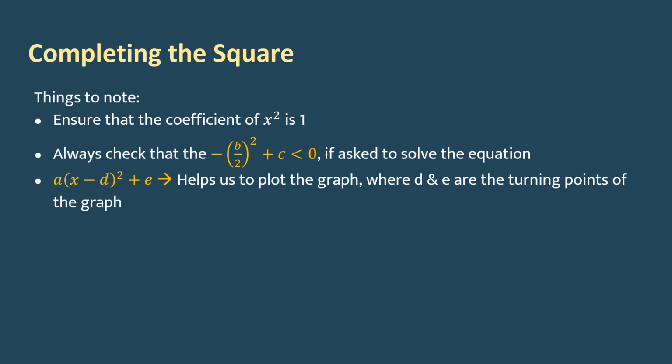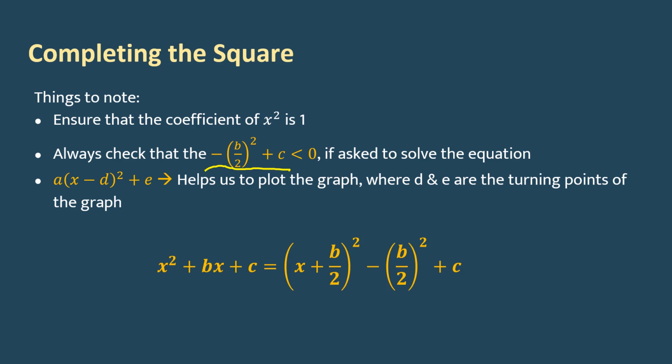Things to note before starting any completing the square question: first, ensure that the coefficient of x squared is 1. If the coefficient of x squared is not 1, then we will need to change the equation accordingly, be it by dividing or by multiplying the whole equation. Second, if you're asked to solve the equation, ensure that this part here is always less than 0. That means it's always negative. What I mean is this part of the equation here is always negative. You will know the reason why later.